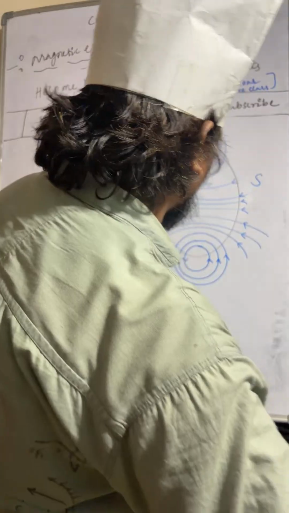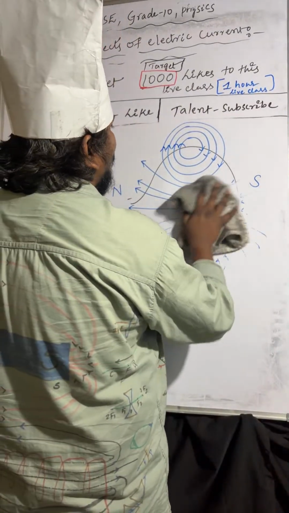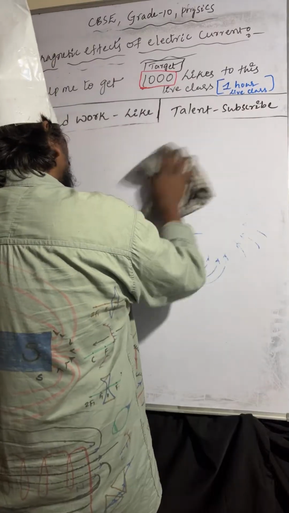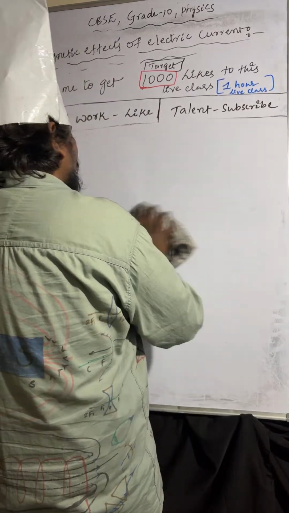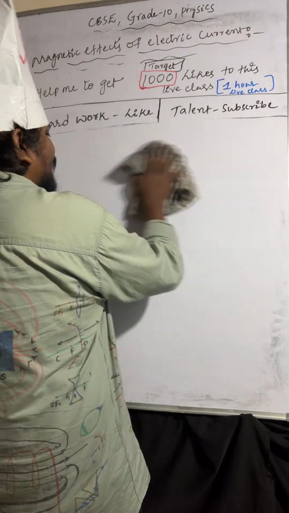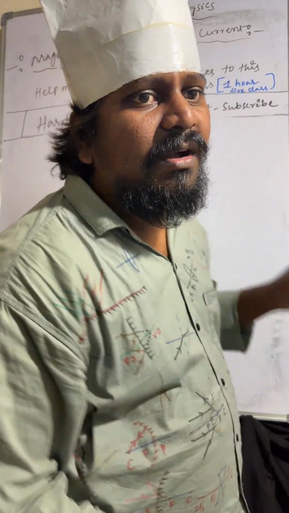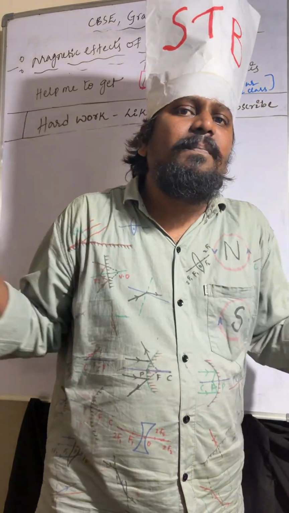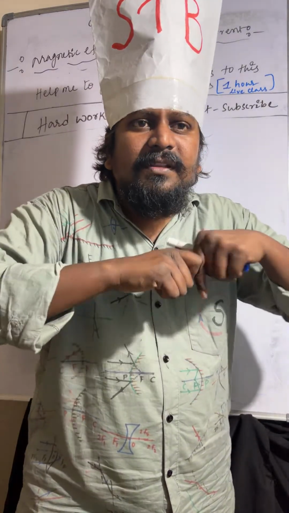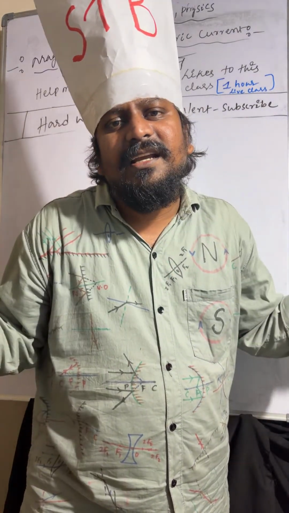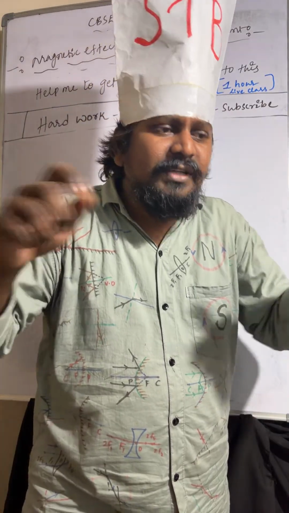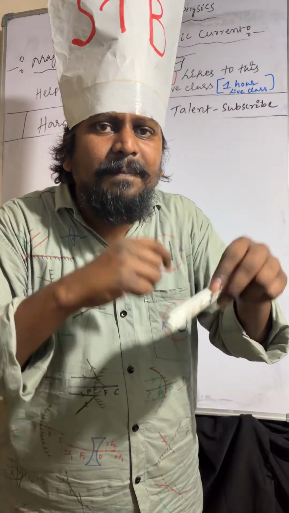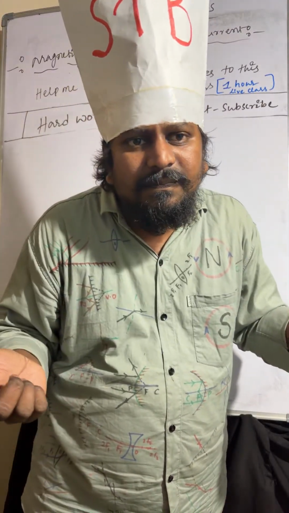We'll discuss. So this is the loop. Now we will discuss solenoid. Take a straight insulated copper wire and wrap it in the form of a cylindrical shape.